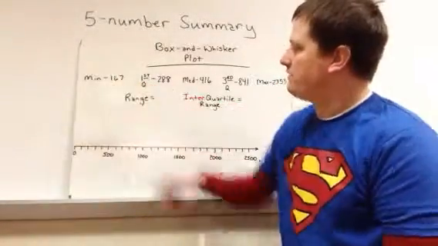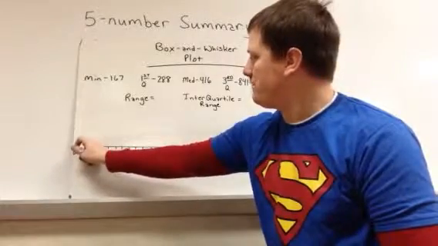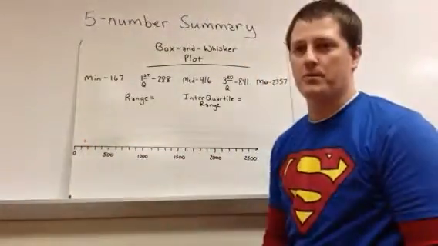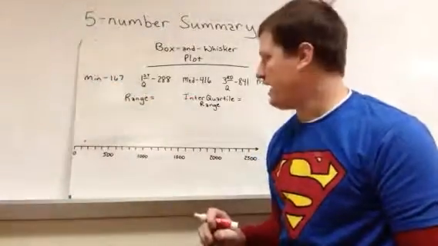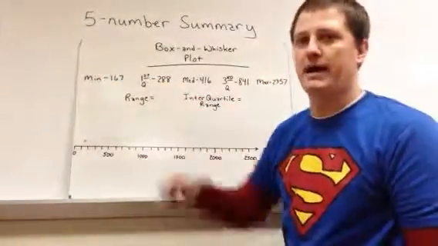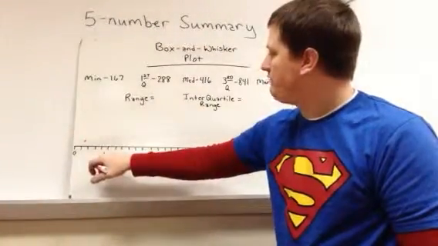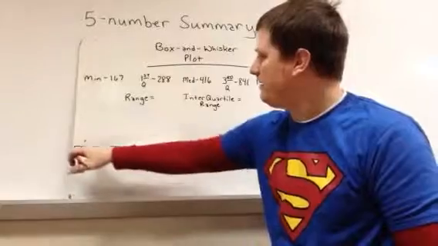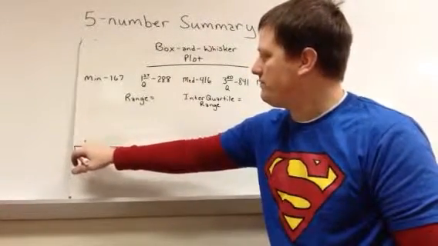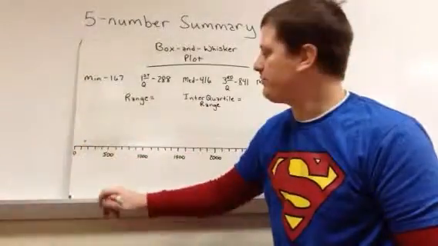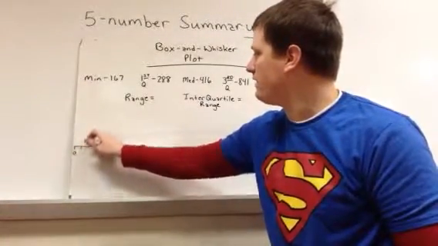So I have 167. So here's 100, here's 200. It's going to be somewhere in the middle of them. So I'm going to put a dot there. So for the minimum, we typically use a dot. When we get to the first quartile, we're usually going to use a vertical line. So we want to go to 288. So 100, 200, here's 300. 288 would be a little bit closer to 300 than it would be to 200. So we're going to draw a line right here.